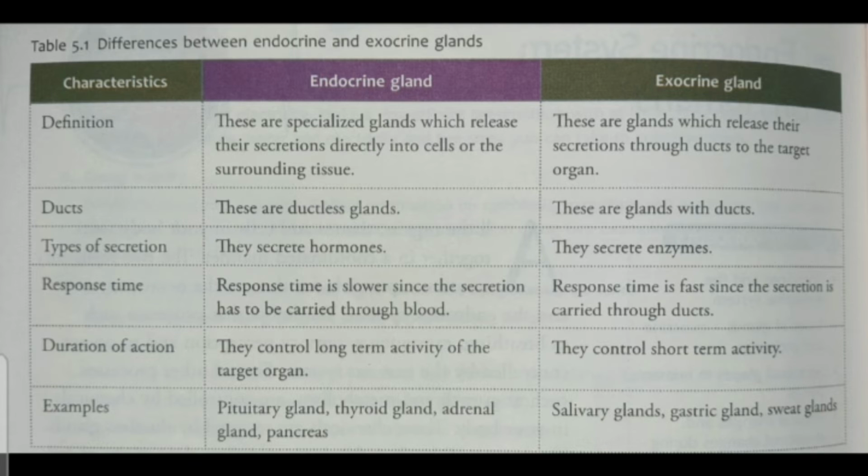And the next characteristic is duration of the action. The endocrine glands control long term activity of the target organ. As their response time is a little bit slow, but their action will run for longer. Obviously, a small change of the secretion can cause diseases. If the secretion increases or decreases, both ways can form new diseases and can be very dangerous for our health.